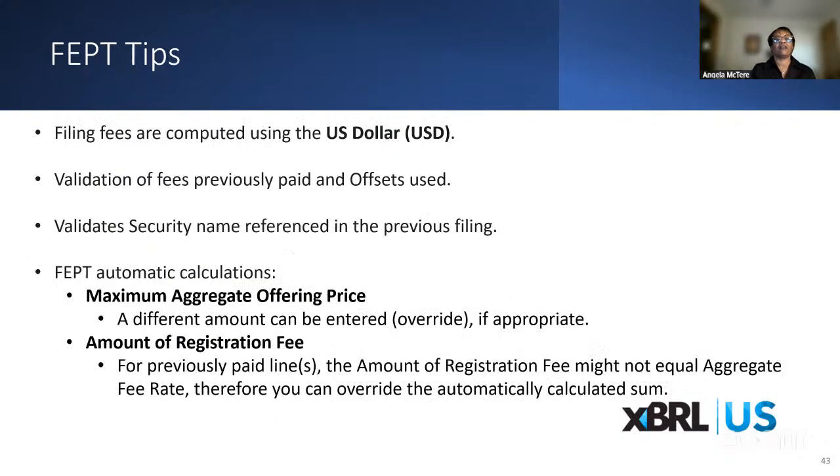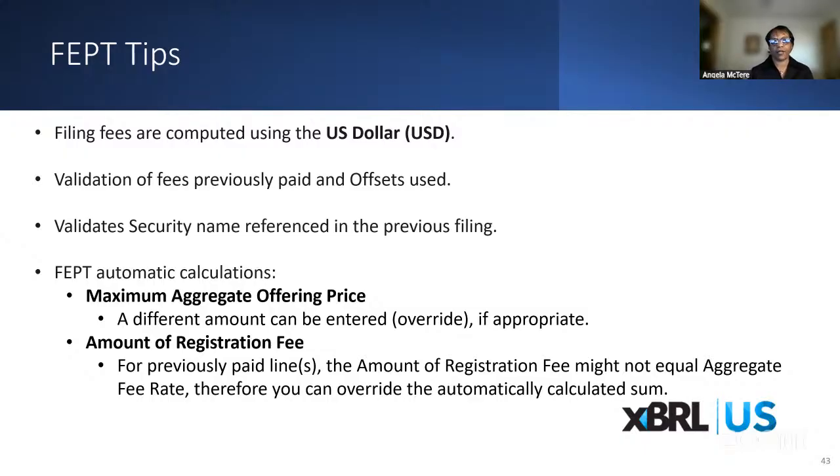Okay, filing fees are computed using US dollars only. I know with the HTML version, you've been able to put euros in there, but when entering that information into the submission header, it still had to be translated into US dollars. With the requirement of tagging now, you cannot use any other currency other than US dollars.